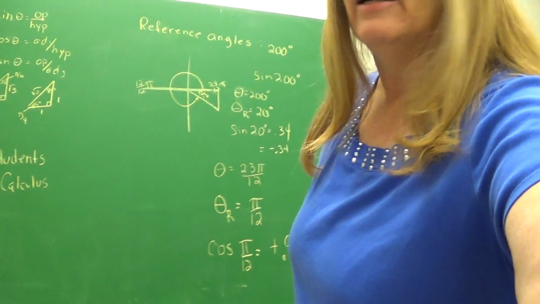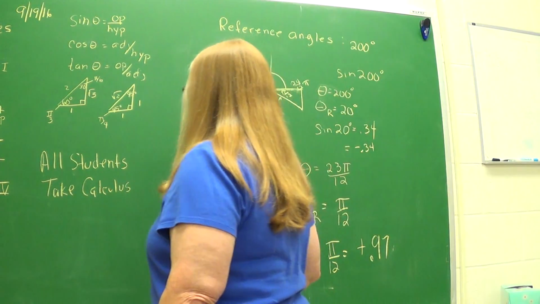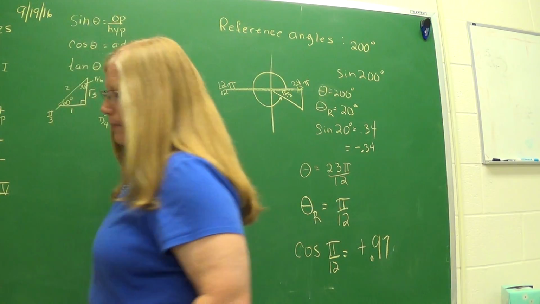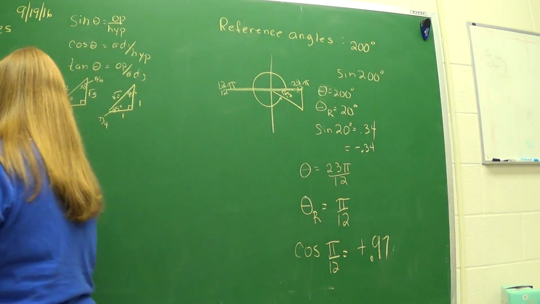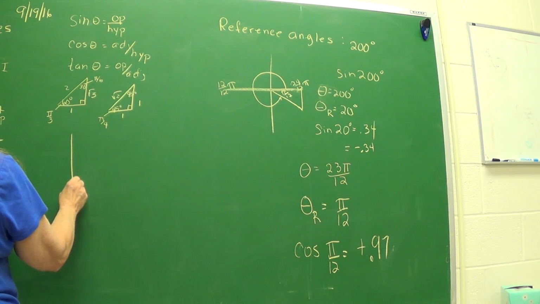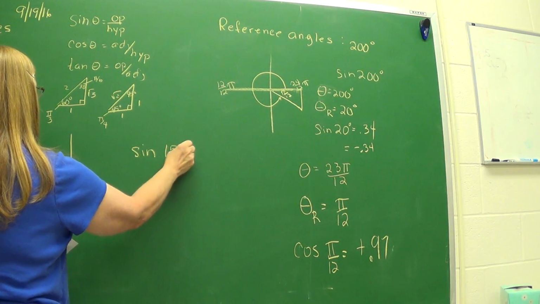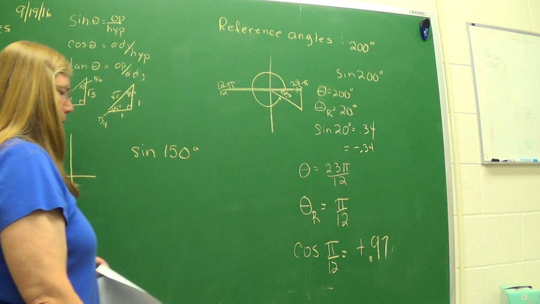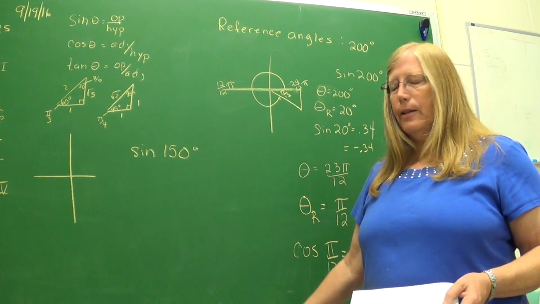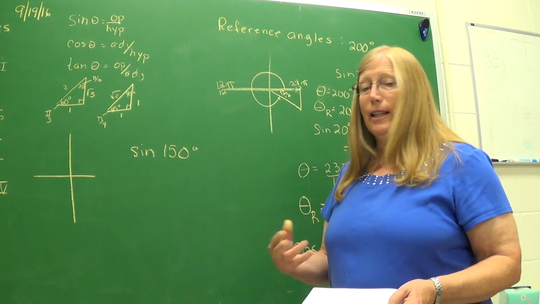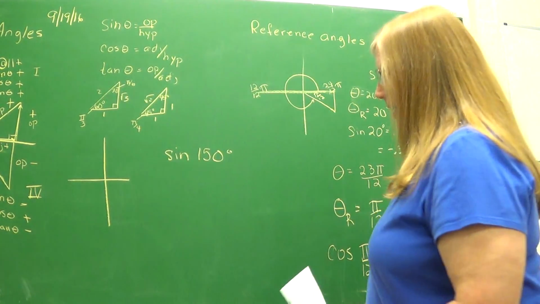See if I have room to see where it says all students take calculus. I'm going to start there and do another example. Alright. And this is what you'll be doing when you come in tomorrow, so take special note. I want you to find sine of 150 without the unit circle, and you could check it with the unit circle, but let's try it with reference angles. As mathematicians, we like to find a lot of different ways to do the same thing. We find that most entertaining.